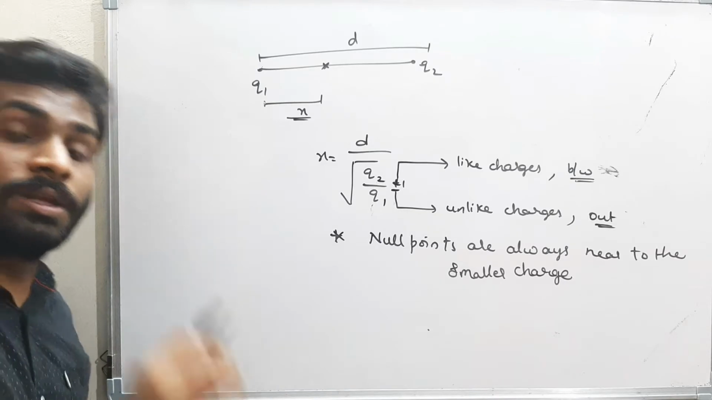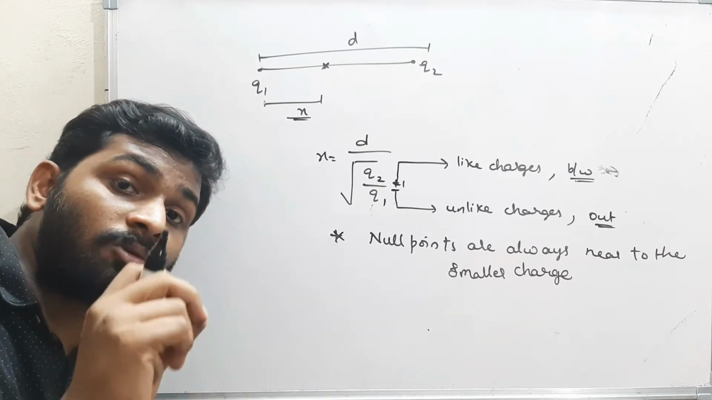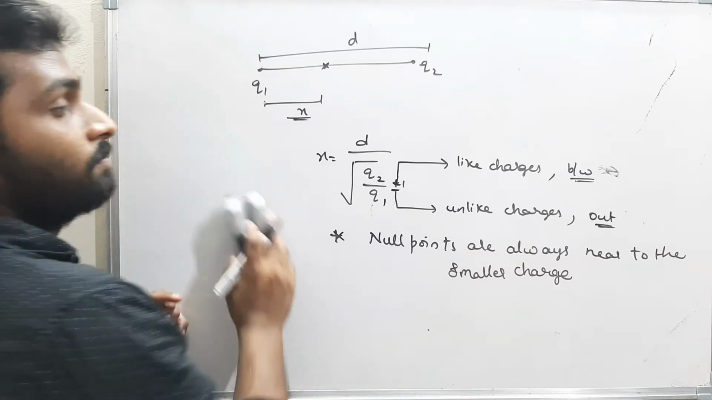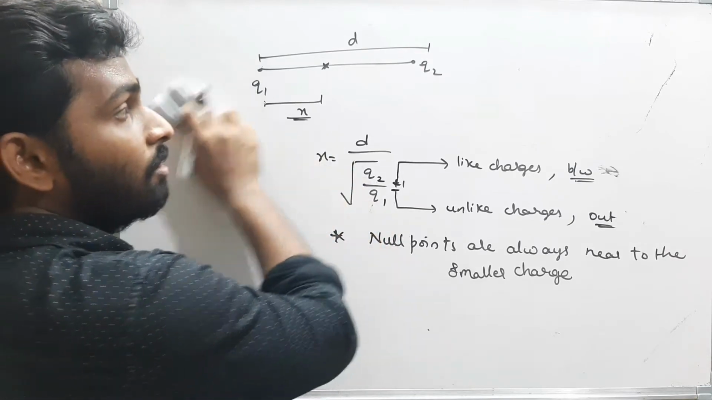Please remember that. The null points are always nearer to the smaller charge. Okay. Now I am using this formula to find out. See how I am finding.